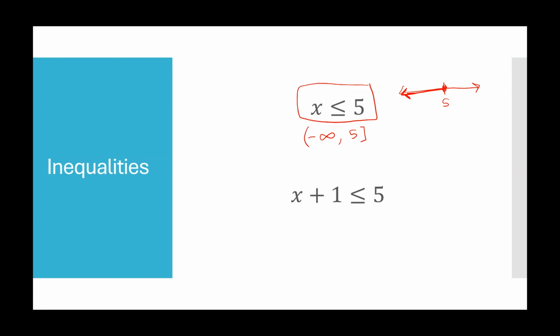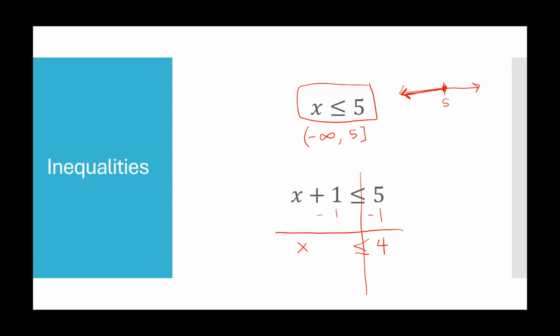x plus 1 is less than or equal to 5. Now, the nice thing is, with inequalities like this, we can still solve it for x the way we would if this was an equal sign. We just have to be a little bit careful about it. On this one, I'm going to get rid of that plus 1 by subtracting 1 from both sides. x is less than or equal to 4.